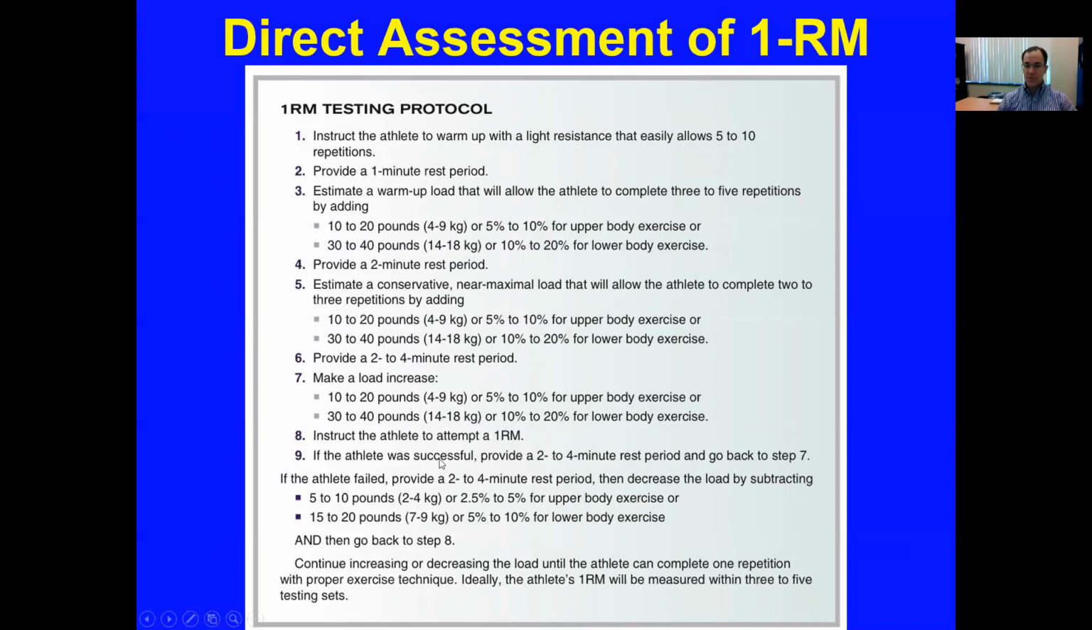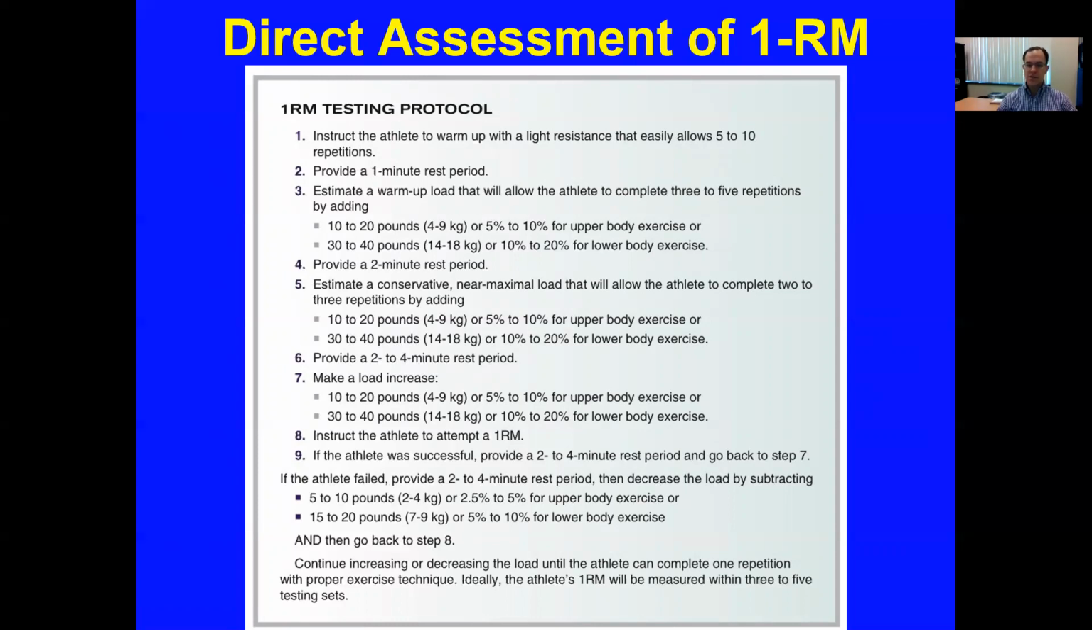If the athlete is able to do that 1 RM, then what you want to do is have them rest, and then you would incrementally start to increase the amount of weight you add to that weight. So it might be 5 to 10 pounds. You have them perform it. If they're able to do it, you have them repeat it again after resting 2 to 4 minutes. If unfortunately they're not able to do the 1RM, then you have to decrease the weight and have them attempt a 1RM to get the weight that they're at.